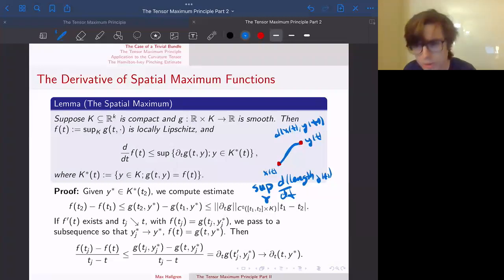Okay, yeah, we'll see more examples in just a slide or two. This one maybe wasn't so clear. Okay, so the proof of this is pretty straightforward.